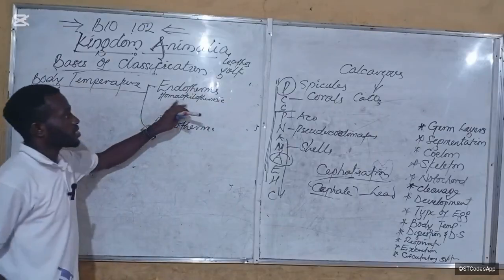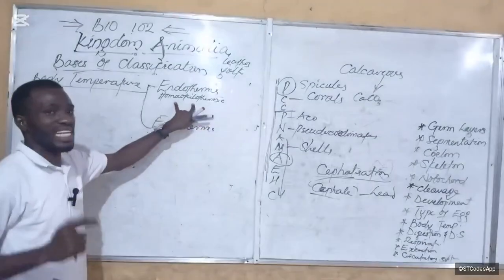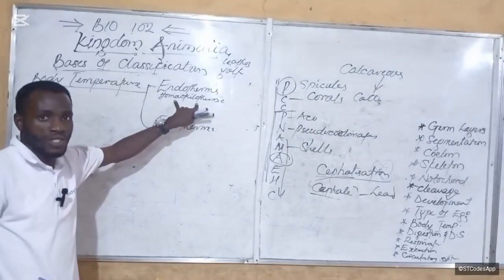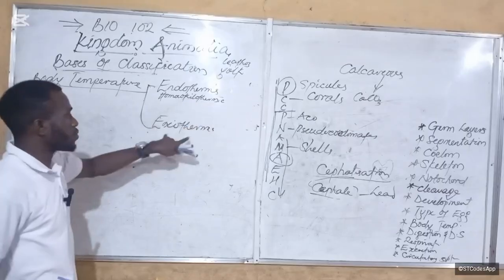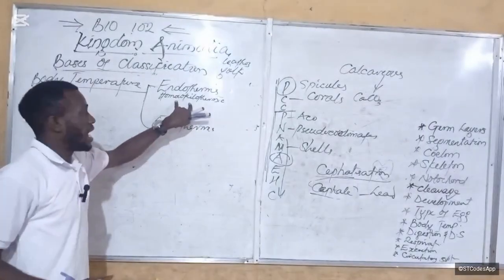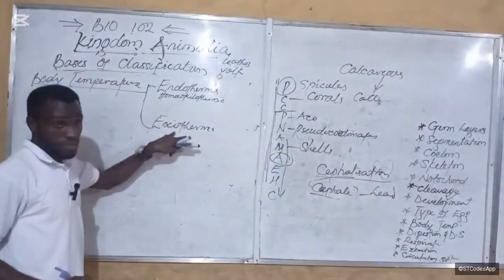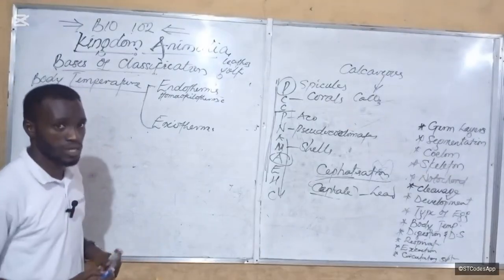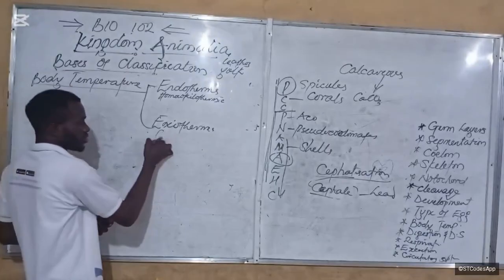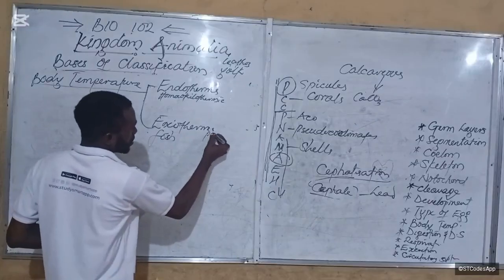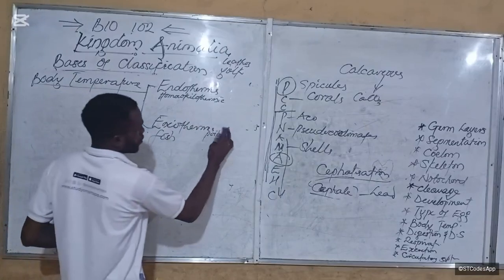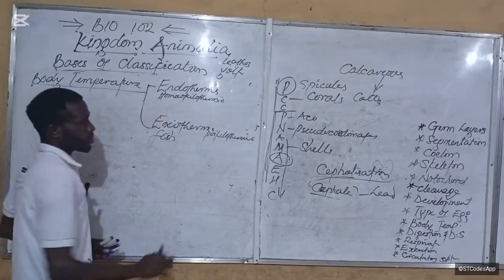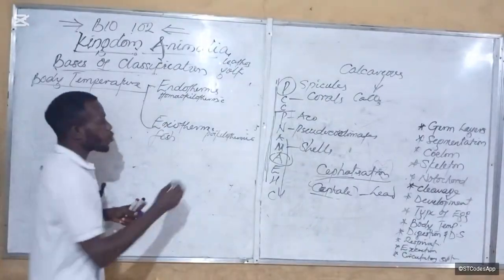Now, what this means is that they regulate their internal temperature by themselves, so it doesn't depend on the external temperature. Okay, so for example, mammals are endotherms. But ectotherms are the ones that depend on their external environment for the regulation of their body temperature. Okay? So an example is the fish. We say they are poikilothermic. So that is, they are cold-blooded.